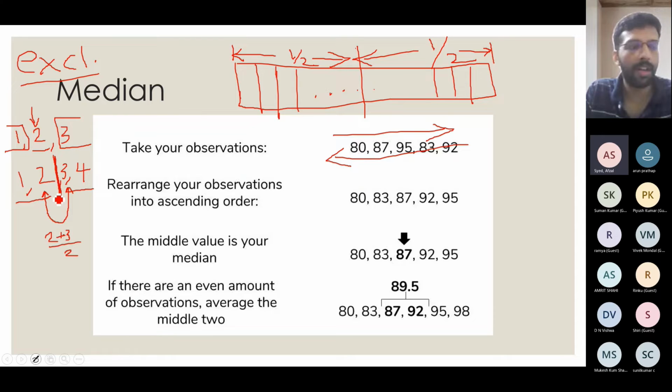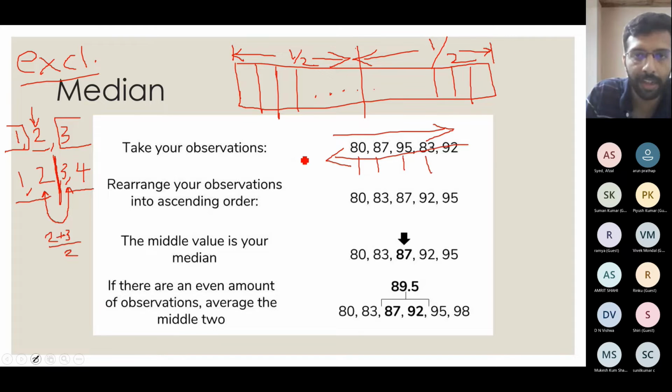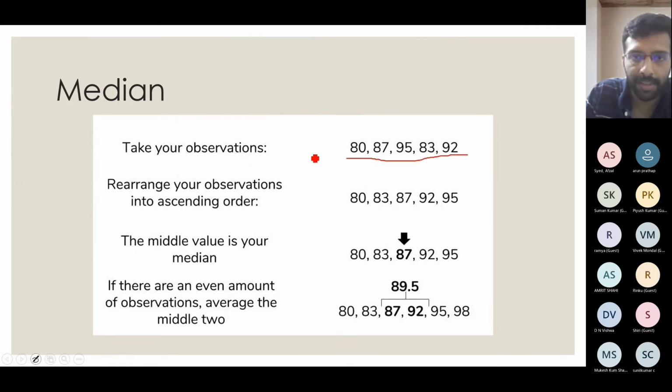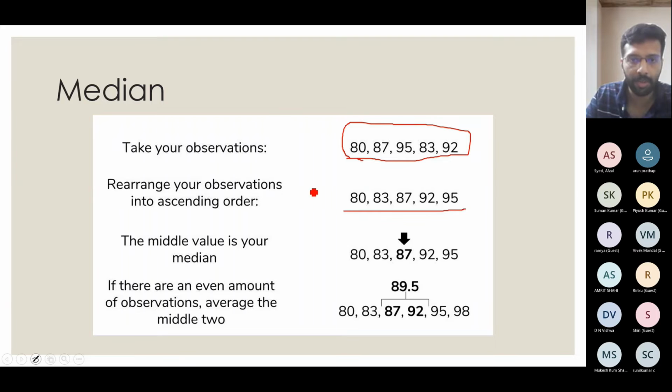I have data, suppose 80, 87, 95, 83, 92. As I told earlier, this data is unsorted. So the first step is to sort the data. Once sorted, we get 80, 83, 87, 92, 95. Then I have to divide this data into two parts. The total number of data points is 1, 2, 3, 4, 5, which is odd. So I will divide so that I get a half here, and this will be my median.